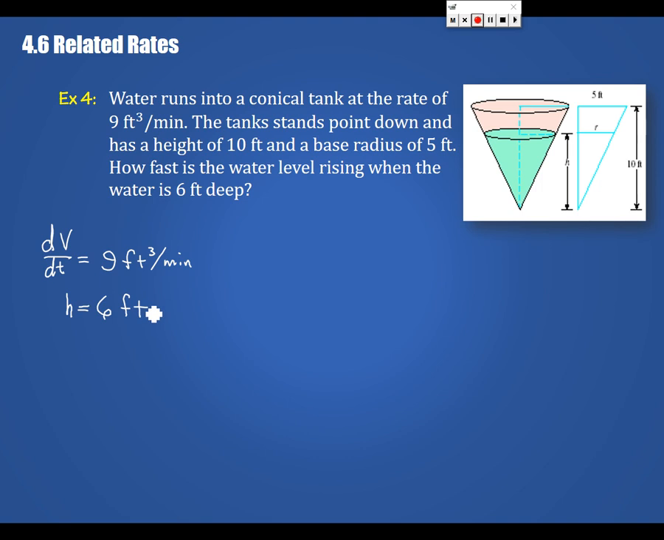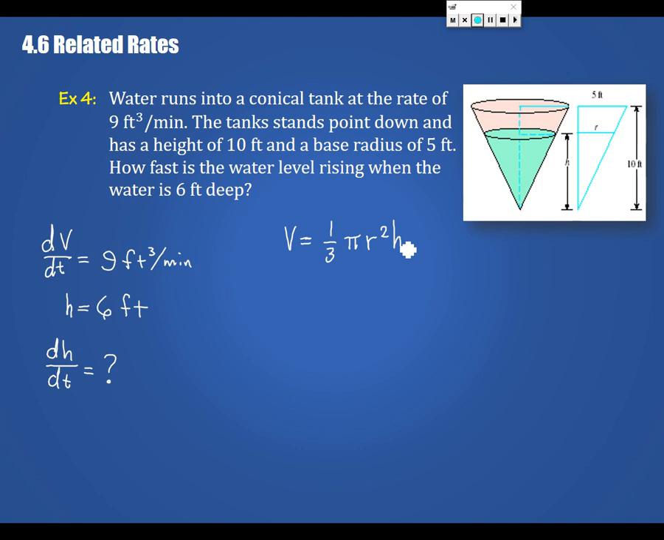And then the only thing we'd like to know is how fast the water level is rising. So dh/dt is the thing we seek. And notice, again, I haven't actually written down 10 feet or 5 feet yet. I think they will be important, but I'm not sure how yet. Okay. So the volume of a cone is, we already did this yesterday, right? 1/3 pi r squared h.